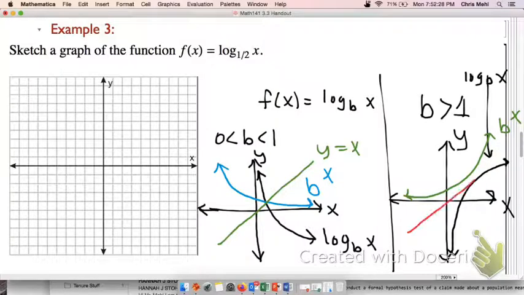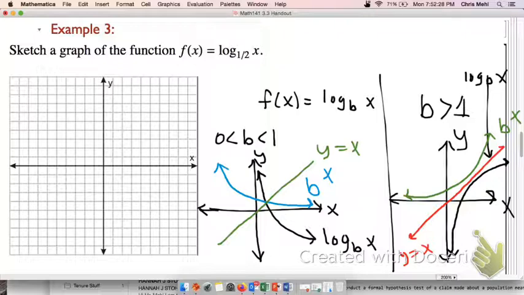And again, oops, that was really not a good example of the line y equals x. Let me see if I can do this right. There we go. So that's the line y equals x. And you can see the black graph is log base b. The green graph is the function b to the x. And they're supposed to be reflections of each other over the line y equals x. Okay. So I didn't mention that before.